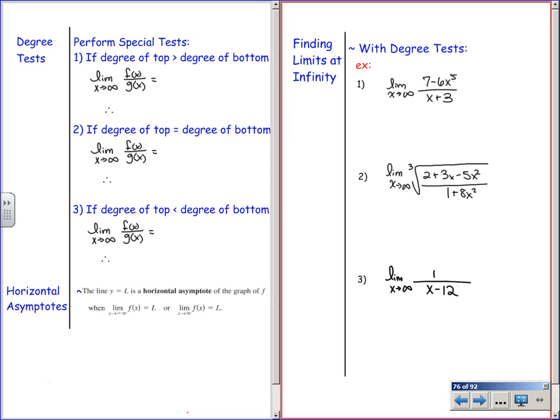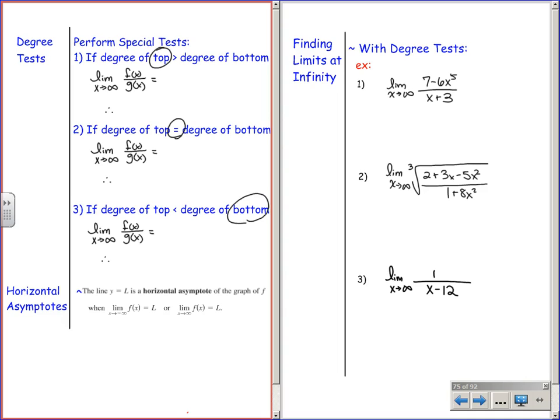If degree of the top is greater than degree of the bottom, who's winning again? Top wins, right? Top wins, tie, and then bottom wins. So if the top wins, what's happening? Which one do you know better? If there's a tie, what do you got?